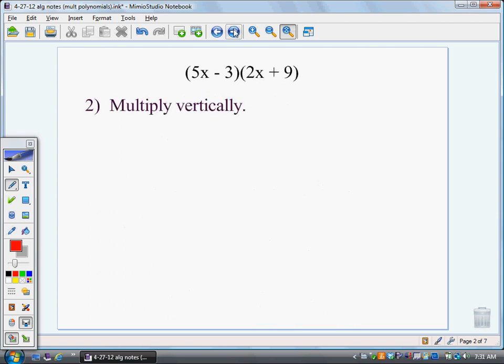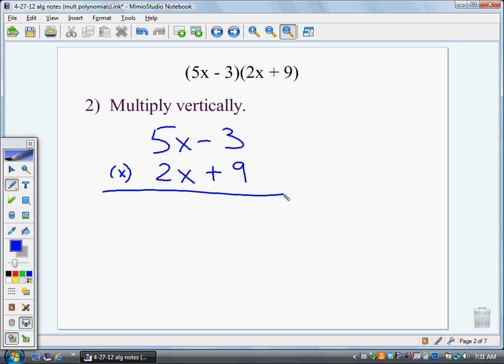Okay, one way is to multiply vertically. And so what I would do is I would put 5x minus 3, and then underneath it we're going to multiply 2x plus 9. And you do this pretty much just like you would if you had a 2-digit times a 2-digit. Right? 9 times negative 3 is negative 27. 9 times 5x is 45x. 2x times negative 3 is negative 6x. And 2x times 5x is 10x squared.